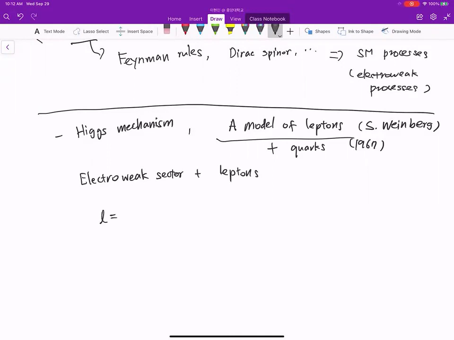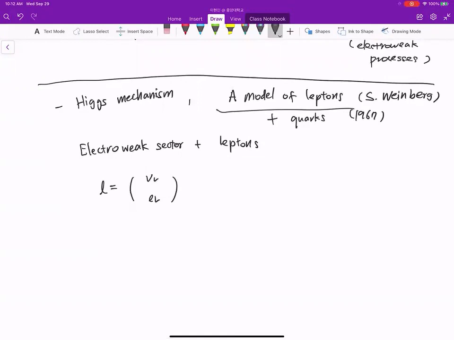So leptons, but there are 3 generations of leptons, but the family, the flavor structure will be discussed later. Let's take only one generation. So these are the quantum numbers under the gauge symmetry.